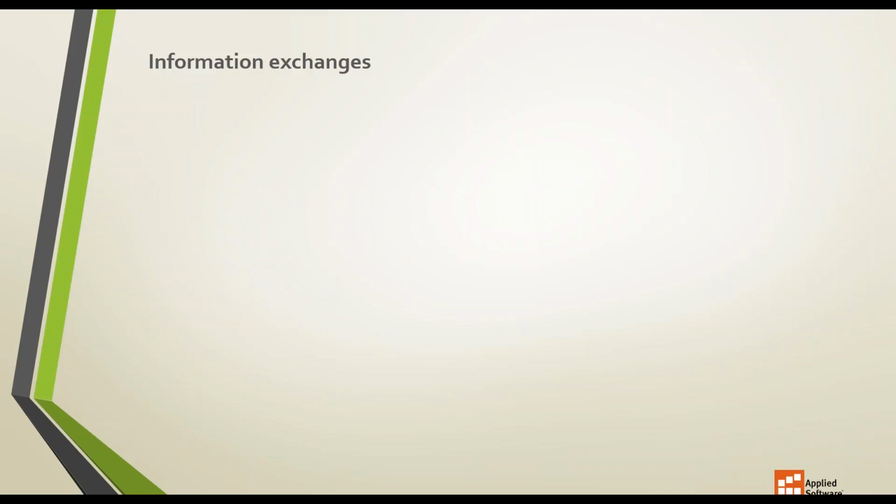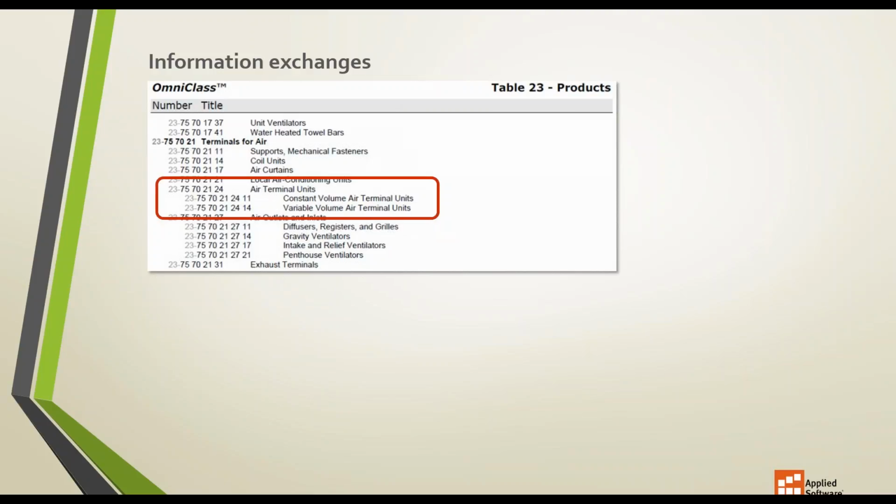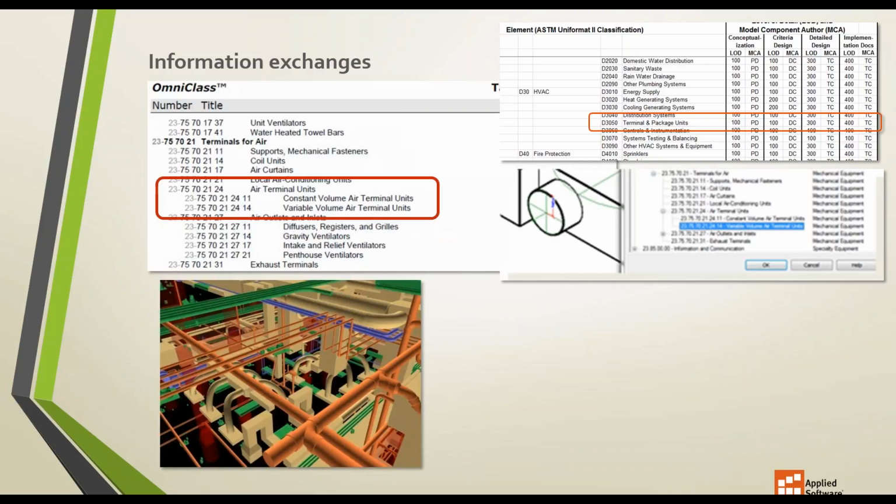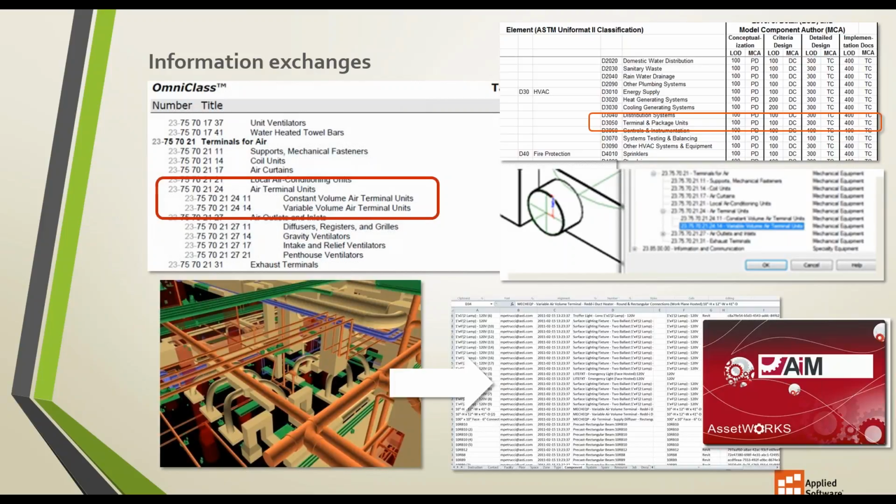So here's the information exchanges and drilling down. OmniClass and COBie just don't generate pretty models, but it has the nomenclature that matches up with the FM software. What we're looking at here is the air terminal unit that feeds into facilities management software. And this data is in an industry standard consistent format. And what's so interesting is that it is a byproduct of the BIM process.